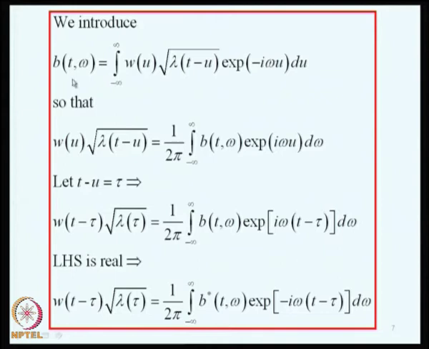Now, we introduce the quantity b of t comma omega, which is the integral from minus infinity to plus infinity of w of u square root of lambda of t minus u exponential of minus i omega u du. So, w of u into square root of lambda of t minus u is given by the inverse transform of this representation. And now, in this integral, if we put t minus u equal to tau, we can simplify this, and the left hand side is real. Therefore, this should also be equal to its conjugate.